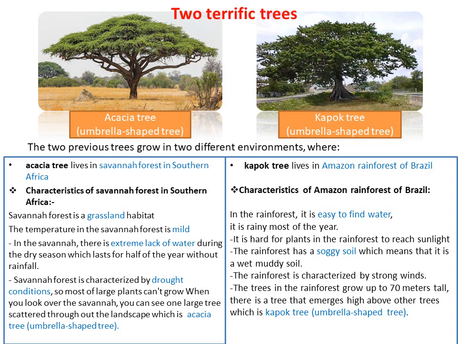The savanna forest is characterized by drought conditions, so most large plants cannot grow. When you look over the savanna, you can see one large tree scattered throughout the landscape, which is the acacia tree.